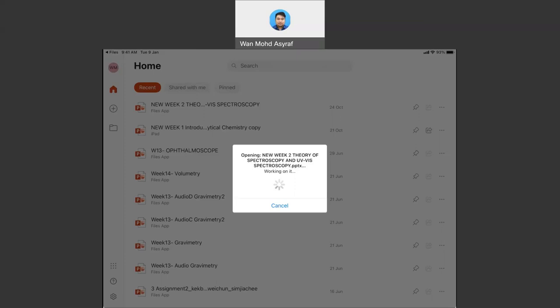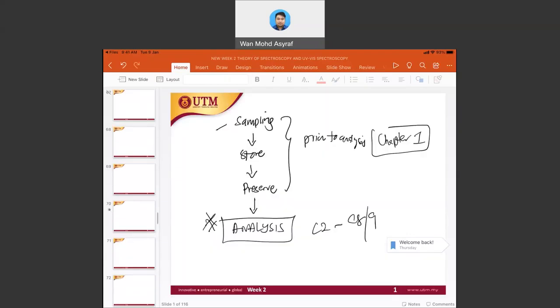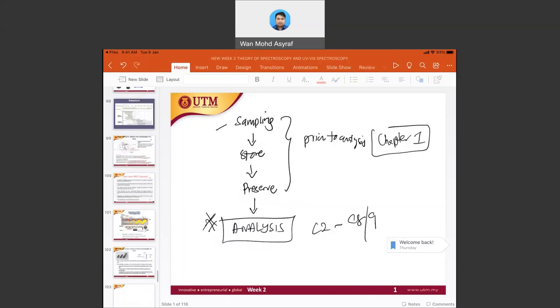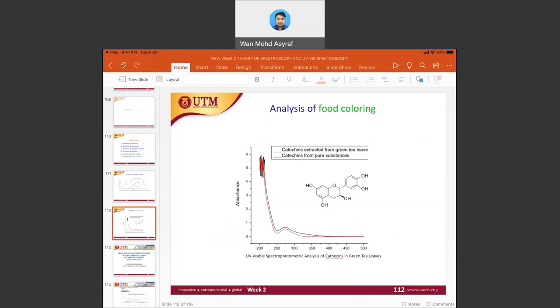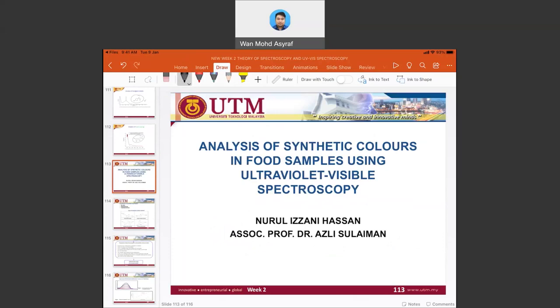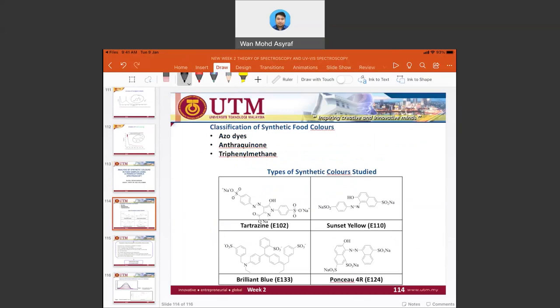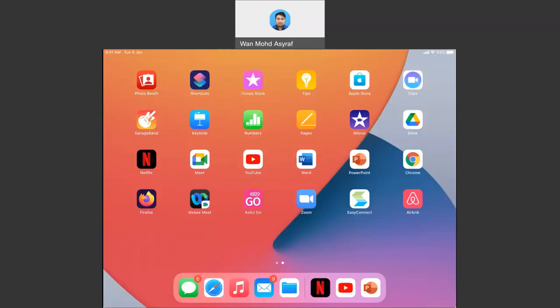As you know, UV visible is quite universal in terms of having a lot of samples that can be analyzed by it. As we looked at, these are the catechins, and towards the end of the slides you can see the analysis of synthetic colors also. For the applications, I think you can read them on your own, because it is quite straightforward in terms of how to prepare and what the results are. All right, thank you.